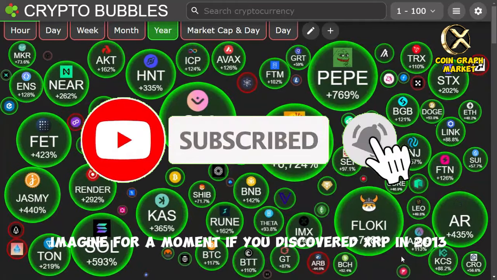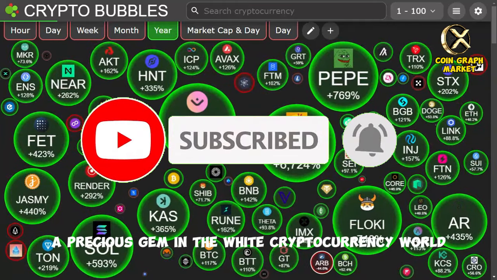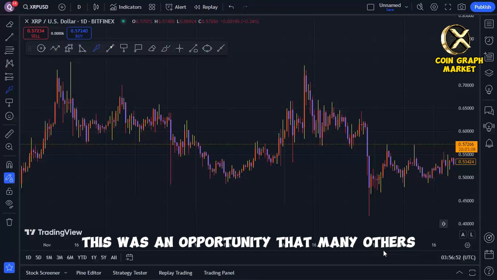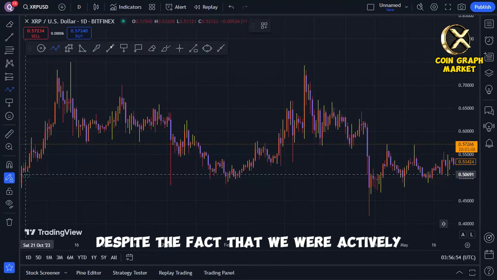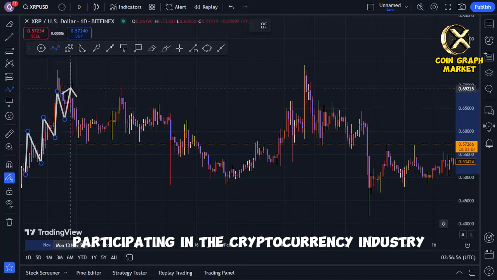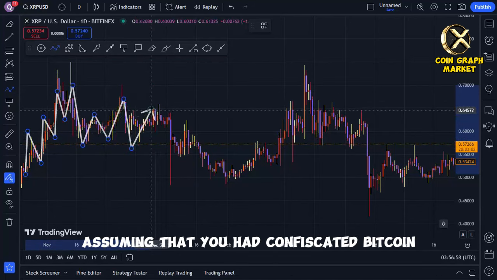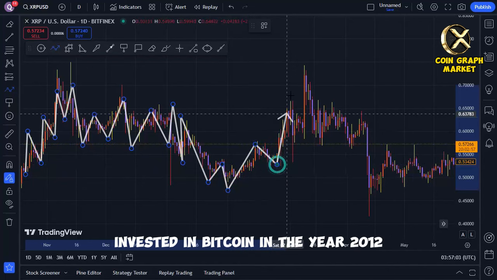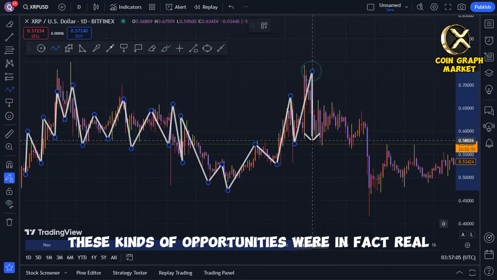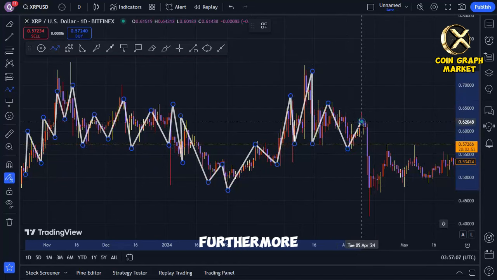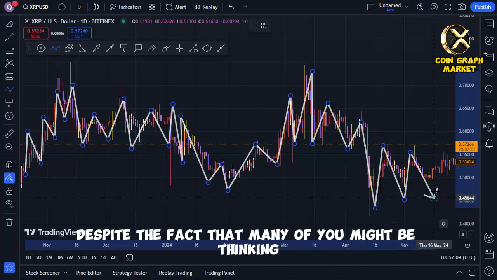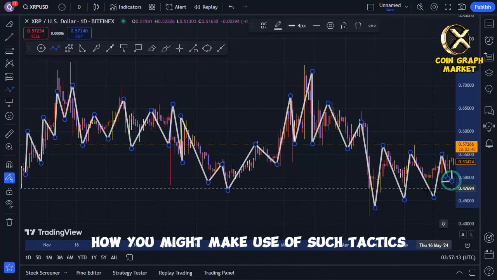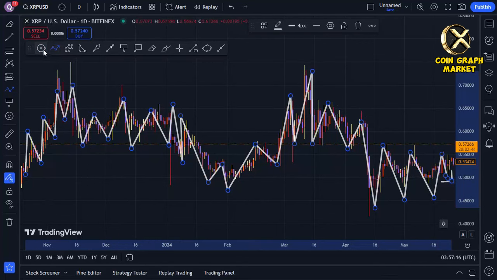Imagine for a moment if you had discovered XRP in 2013, a precious gem in the wide cryptocurrency world. This was an opportunity that many others, including myself, had missed out on, despite the fact that we were actively participating in the cryptocurrency industry. Assuming that you had bought Bitcoin or XRP at that time, keeping in mind that I had personally invested in Bitcoin in the year 2012. These kinds of opportunities were in fact real. Furthermore, many of you might be thinking, if only I had known back then. The topic of discussion here will be how you might make use of such tactics.